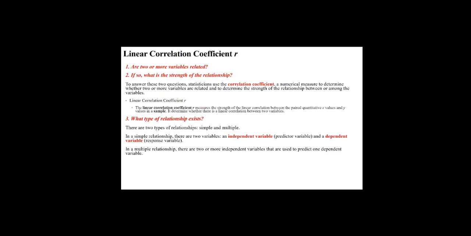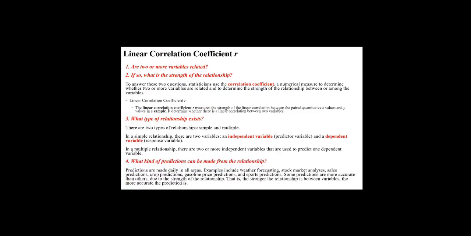There are two types of relationships, simple and multiple. In a simple relationship, there are two variables, an independent variable, or predictor variable, and a dependent variable, or response variable. In a multiple relationship, there are two or more independent variables that are used to predict one dependent variable. There may be more than one independent variable. Remember, in the case of y equals mx plus b, y depends on x. By the way, sometimes you can interchange it. What happens when we have more variables? That also can be discussed. But in this case, we're interested in one variable for independence. So with that being the case, let's finish off number 4.